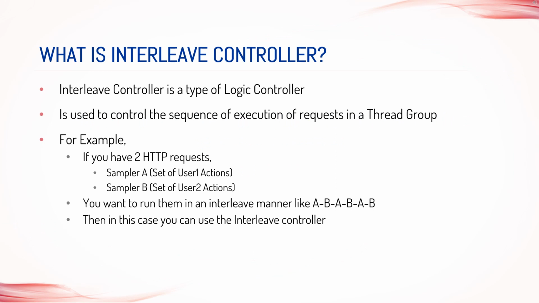The Interleave Controller is a type of logic controller in Apache JMeter, which is used to control the sequence of execution of requests within a thread group. In simpler terms, the Interleave Controller allows you to alternate the execution of multiple samplers in a specified order during a test run.